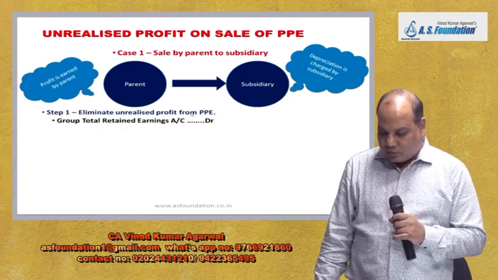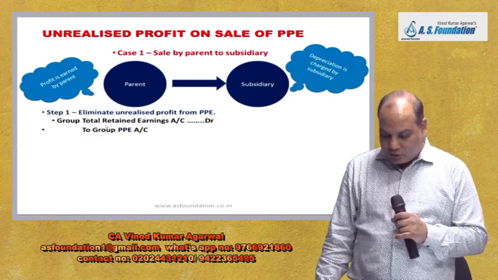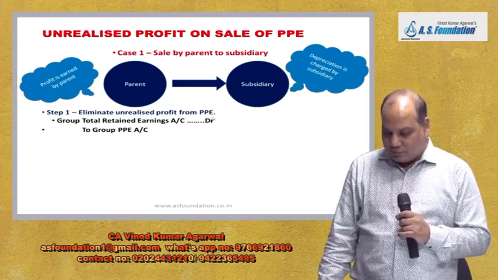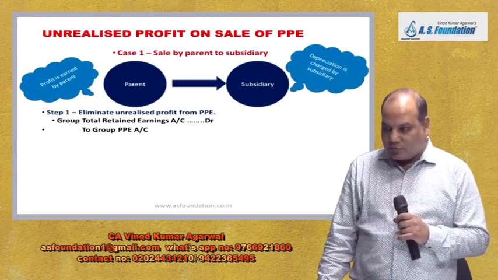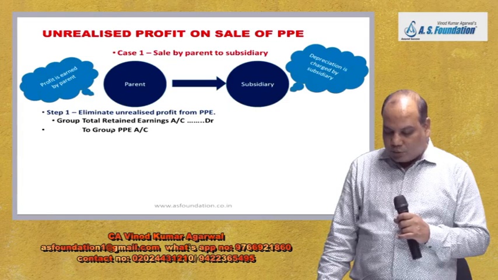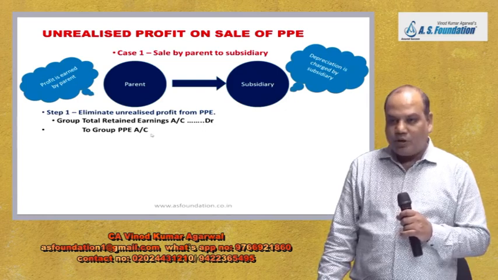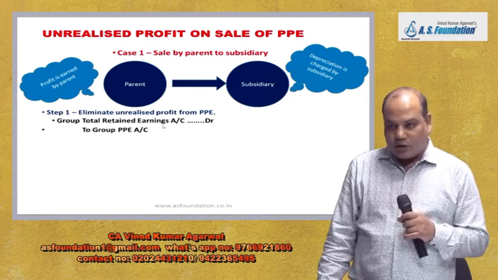So what entry will we pass now? First is eliminate unrealized profit from PPE. Parent has sold to subsidiary. Where is the profit sitting? In the parent's book. So the entry will be group total retained earnings account debit, meaning parent company's profit, to group PPE account. Profit is eliminated.